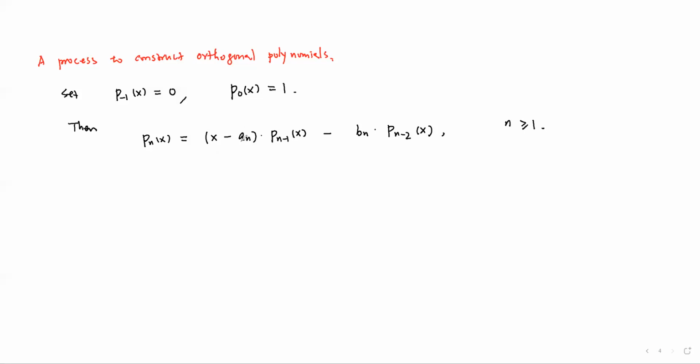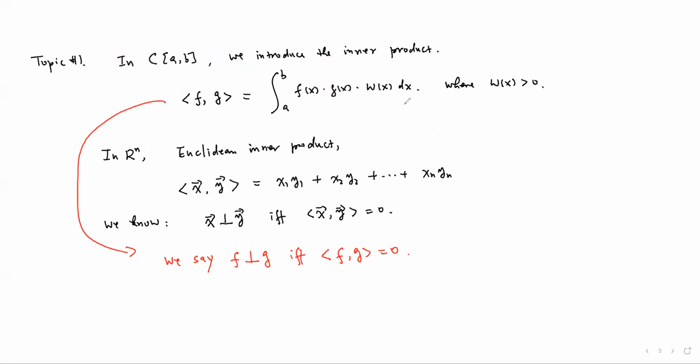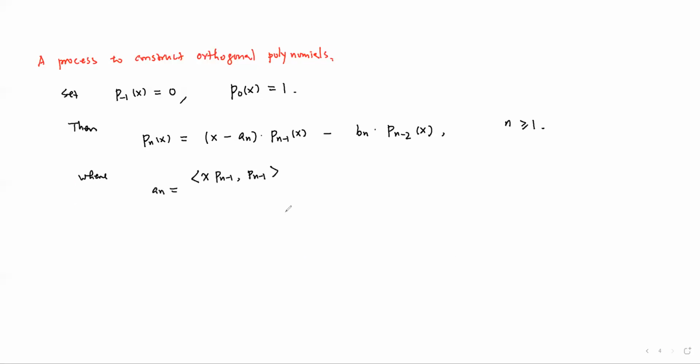Then what are An and Bn? An is computed by this equation: the inner product of x times Pn minus 1 with Pn minus 1, over the inner product of Pn minus 1 with Pn minus 1. The inner product definition is here; it means take the integral. Bn is the inner product of x Pn minus 1 with Pn minus 2, over the inner product of Pn minus 2 with Pn minus 2.